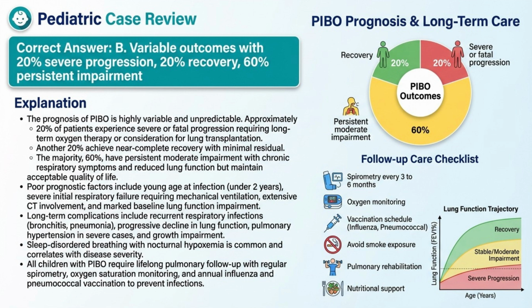The prognosis chart shows that outcomes are highly variable. About 20% experience severe progression, 20% achieve near complete recovery, and 60% are left with persistent moderate impairment. All patients require lifelong pulmonary follow-up, regular spirometry, oxygen monitoring, and strict adherence to vaccination schedules to prevent further irreversible lung damage.